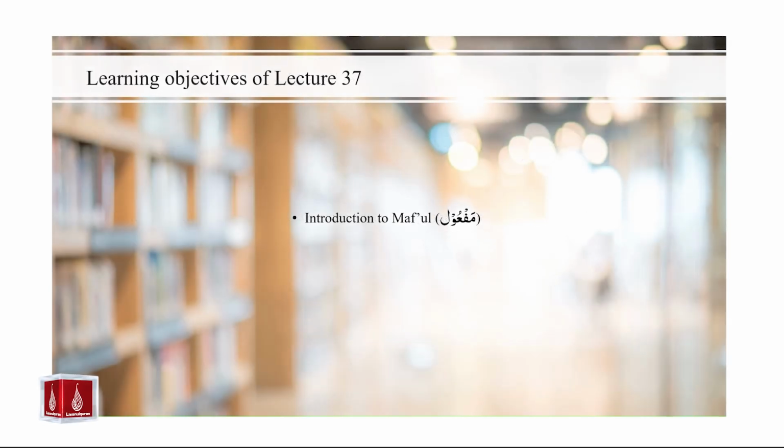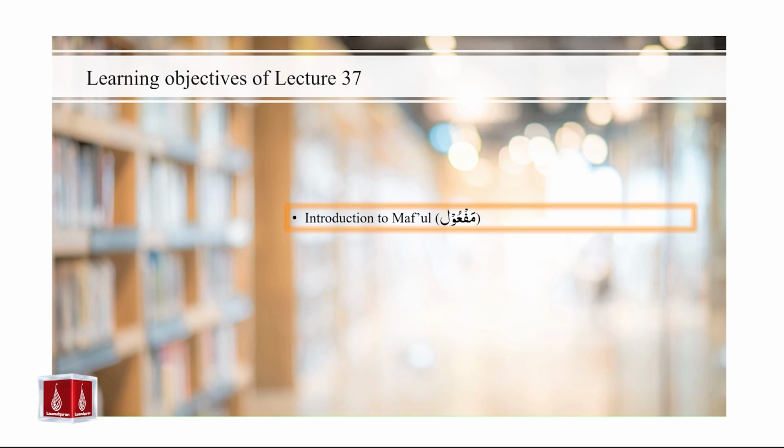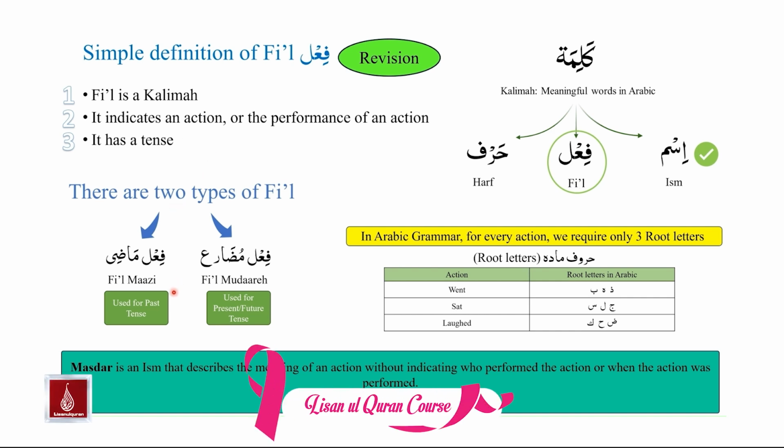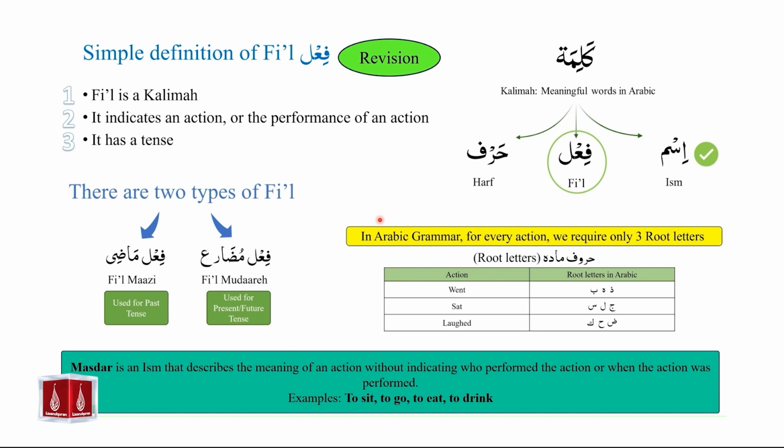In this lecture, we will introduce the concept of maf'ul. To recap, fi'l is a kalima. It indicates an action or the performance of an action, and fi'l will always have a tense. There are two types of fi'l: mazi, which is used for the past tense, and fi'l mudari, which is used for the present or future tense. In Arabic grammar, for every action, we require only 3 root letters, and these root letters are called huruf-e mada.